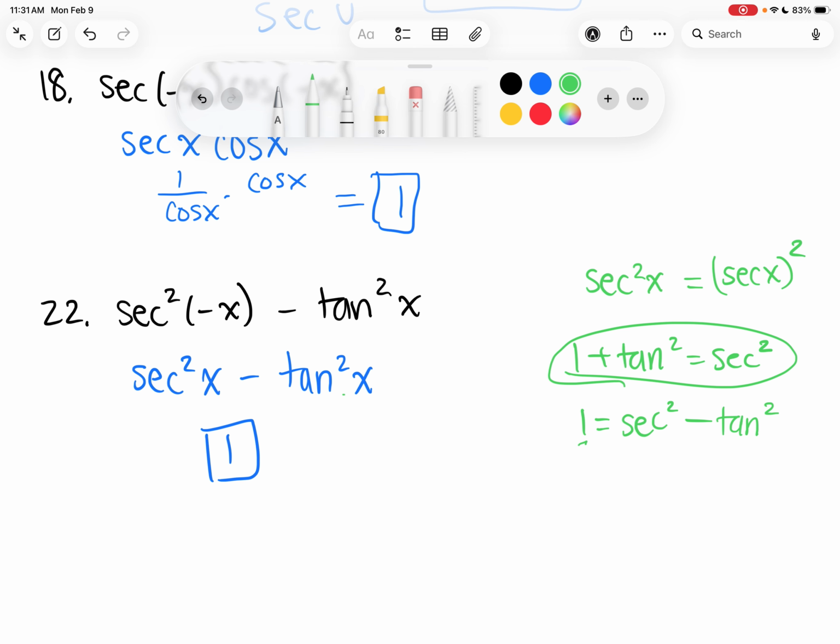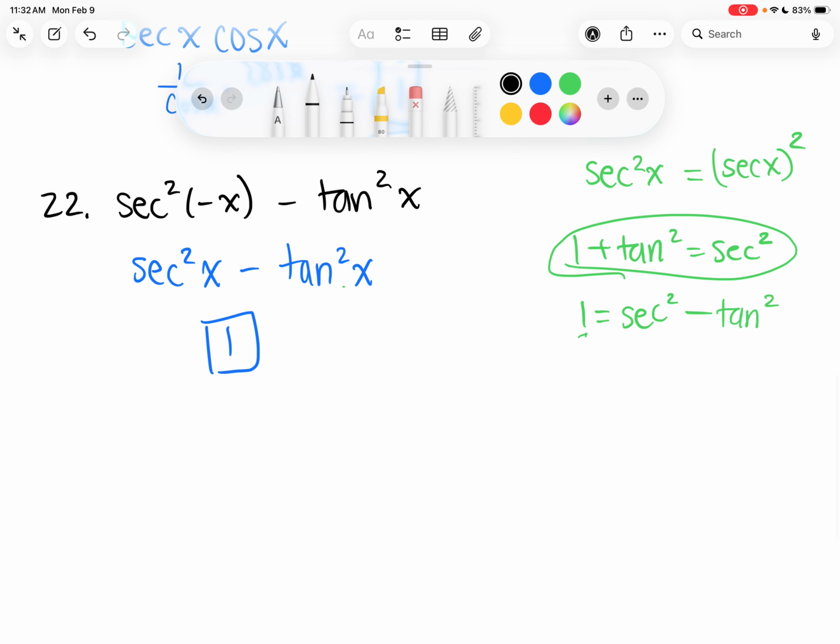All right, simplify the expression to either a constant or a basic trig function. They say support graphically. You do not need to do that. You just need to simplify this stuff down. So let's start with 24. These are going to take up a little more space, be a little more involved. We've got 1 plus tangent of x over 1 plus cotangent of x.